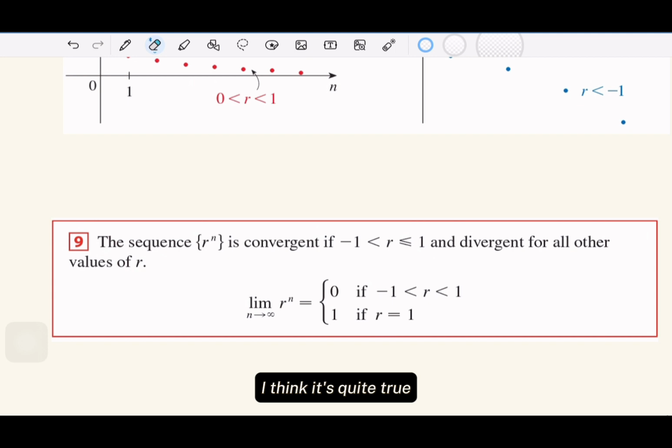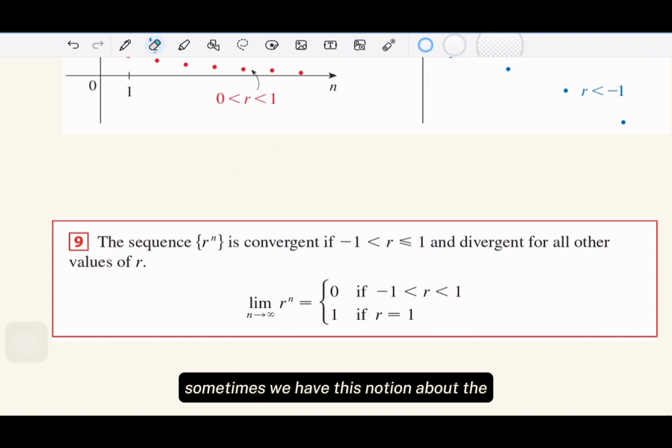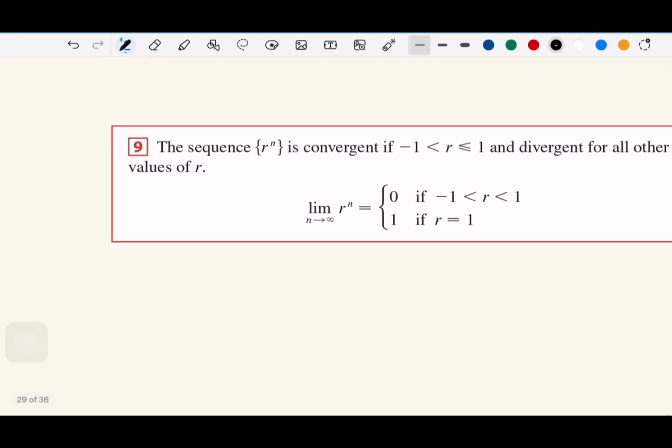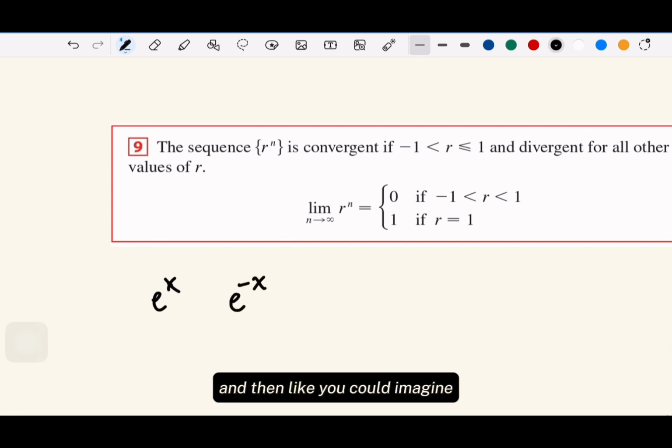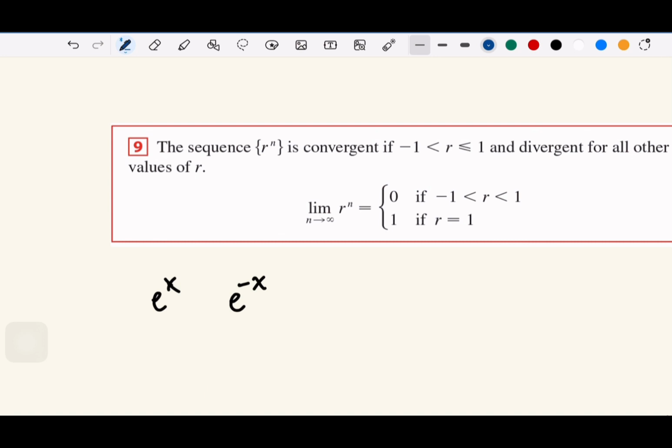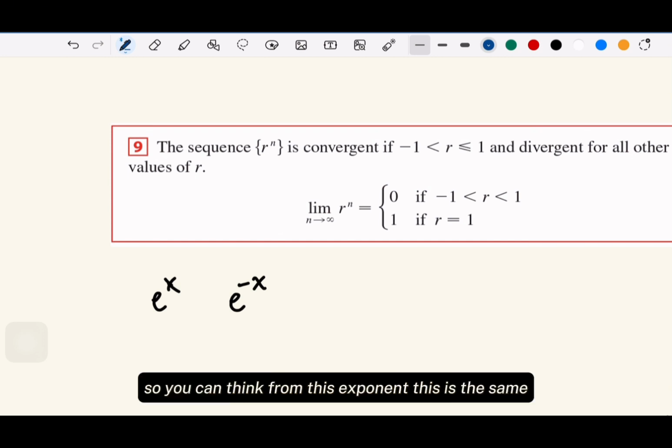And I think it's quite true. If you remember in calculus 1, sometimes we have this notion about e to the power of x and then e to the power of -x, right? You could imagine this is 1 over e to the x, and of course 1 over infinity is 0. So you could think from this exponent, it's the same thing. The r is actually just any constant.